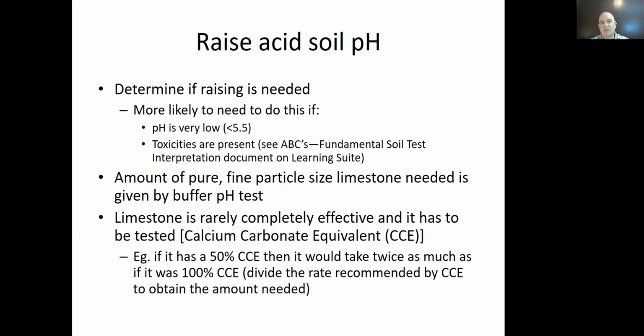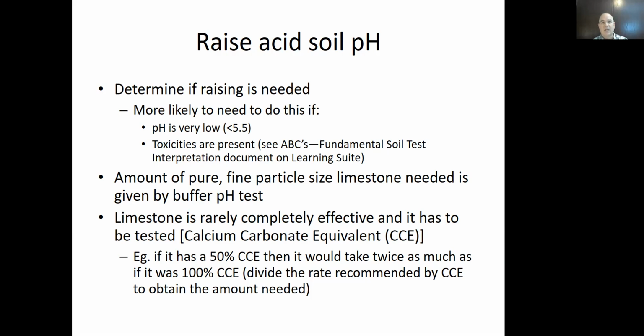Sometimes it's just the chemistry. I don't have those toxicities. And so it's not just a pH thing. The pH is sort of enabling the toxicities, so to speak. And so it's possible to not have that. I'll refer you to this ABC document in terms of the values of those toxins, aluminum and manganese in particular, and in terms of deciding whether we want to apply limestone to an acid soil or not.